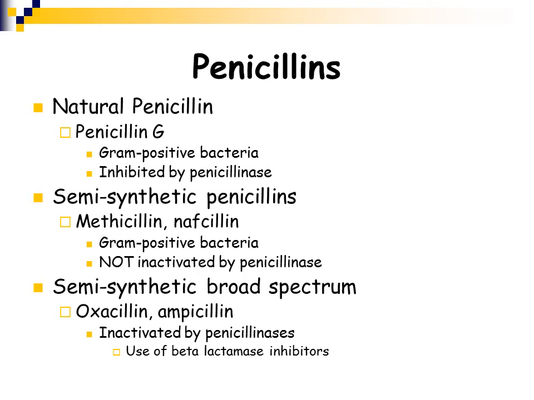Now we'll first talk about the penicillins. There is a natural penicillin called penicillin G. This is a narrow spectrum agent because it's effective only against gram-positive bacteria. Penicillin G is inhibited by the enzyme penicillinase. So any organism that produces penicillinase, you would not use penicillin G to treat an infection caused by that gram-positive organism. There are some semi-synthetic penicillins.